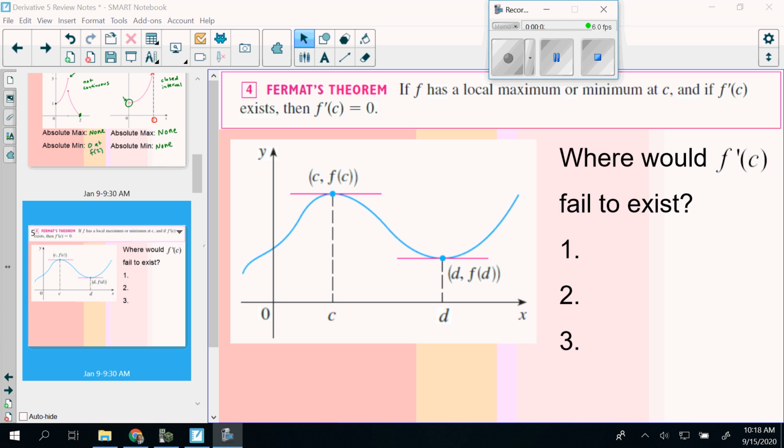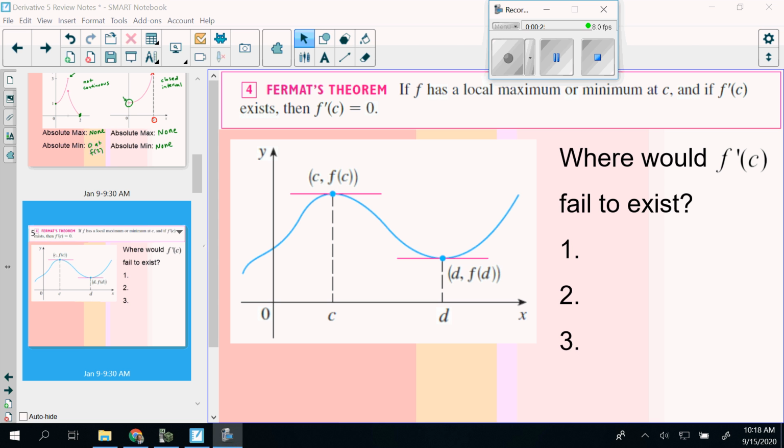All right, another theorem, Fermat's theorem. Not as popular of one, but it does have some interesting things that we should know for calculus in general. This one says if f has a local max or minimum at c, and if the derivative at c exists, then the derivative at c has to be equal to 0.